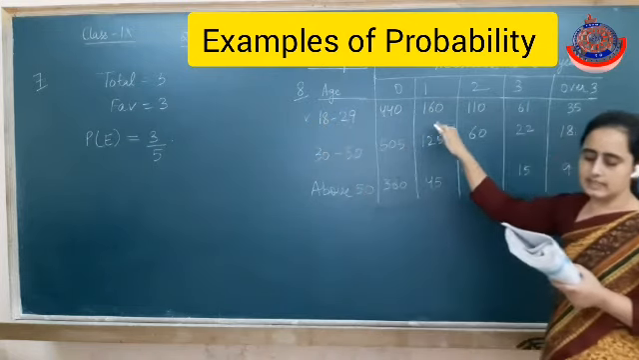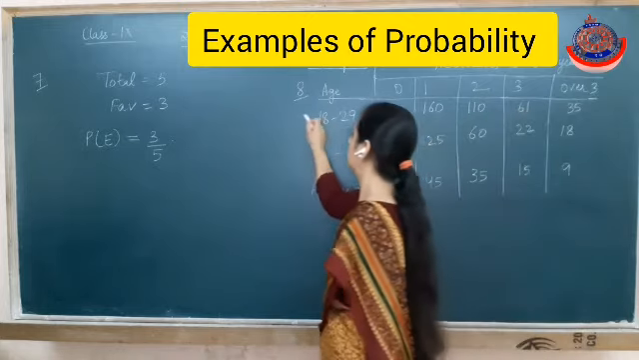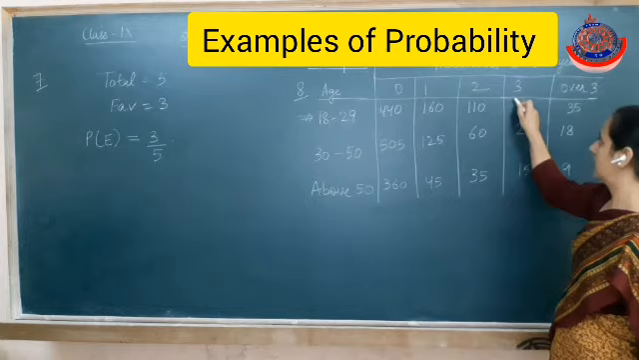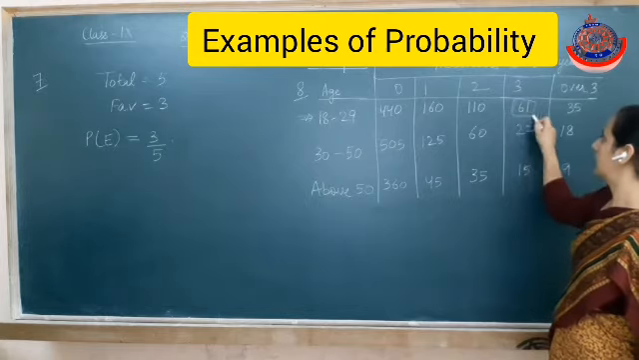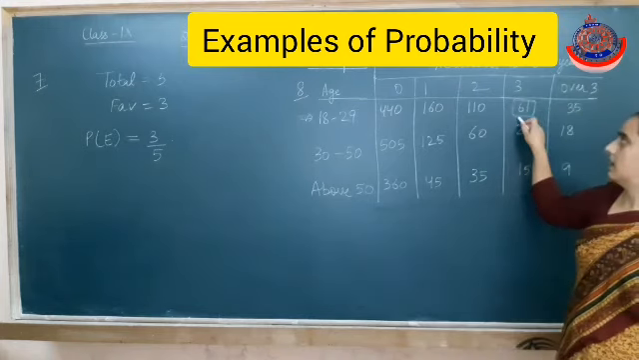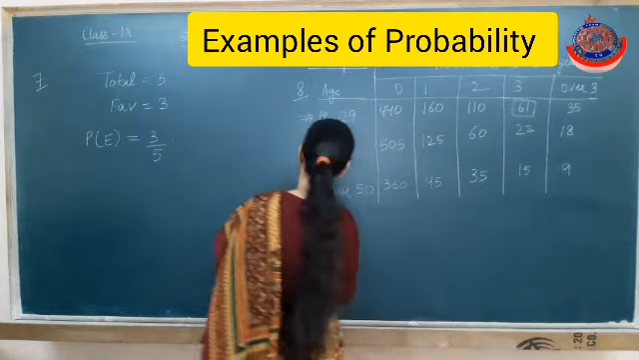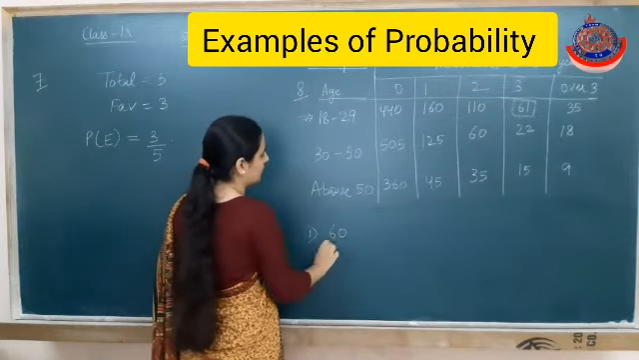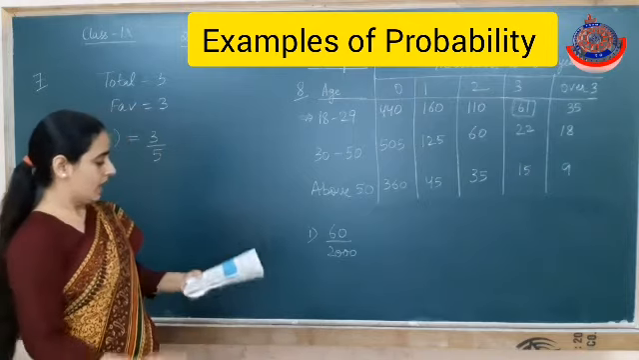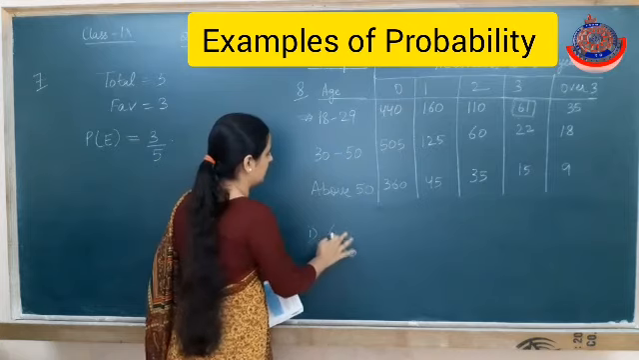Second condition says having exactly 3 accidents. Now this should be the age group, and from here accidents should be 3. That means we are talking about this value. So in the first part my favorable will be 61 upon total 2000. Fine. So the answer, I am just writing in short, so the answer for the first will be 60 upon 2000. Fine. Not 60, 61 it is.